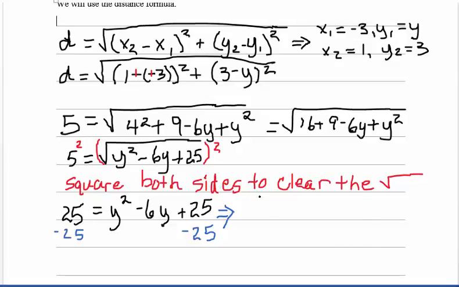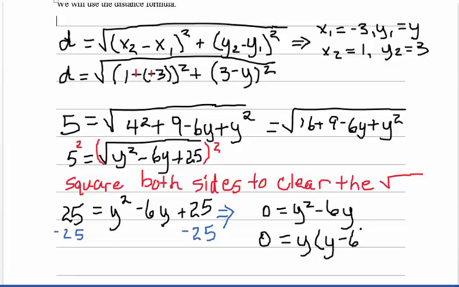Let's get a 0 on one side of the equation, and we're going to do that by subtracting 25 from both sides. So I wind up with 0 equals y squared minus 6y. I want to use the factorization of that right side. I get y times y minus 6.